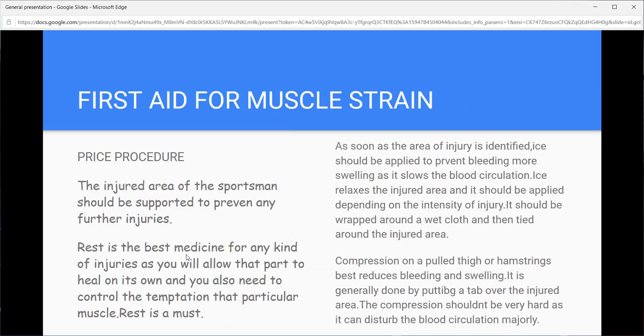First aid for muscle strain. So first aid for muscle strain is basically what should we do when we have a muscle strain. The PRICE procedure, this is the name of the concept. The injured area of the sportsman should be supported to prevent any further injury. So in the sense, imagine you have a muscle strain on a thigh or hamstring, you need to support it with, for example, a crepe bandage, so that the crepe bandage supports the area and you give support to the injured area.